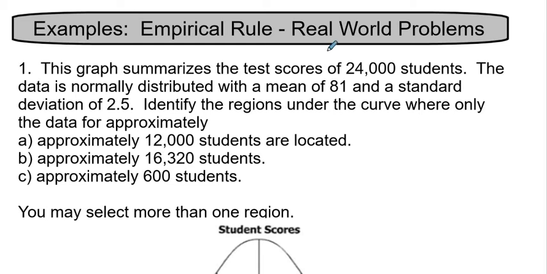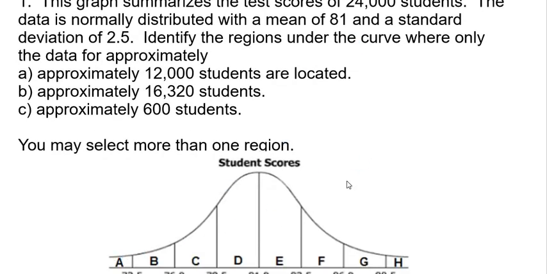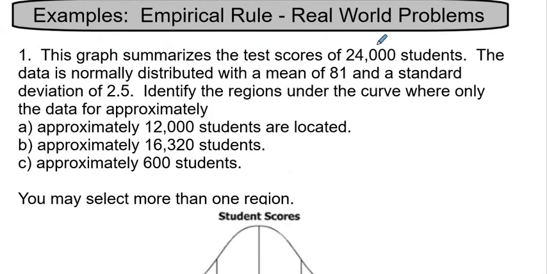In these first real world problems, we're going to focus on the empirical rule. And you know you're using the empirical rule because they'll typically draw a normal curve. In this problem, we're talking about student test scores. So the graph summarizes test scores of 24,000 students. And they tell you that the data is normally distributed with a mean of 81 and standard deviation of 2.5.